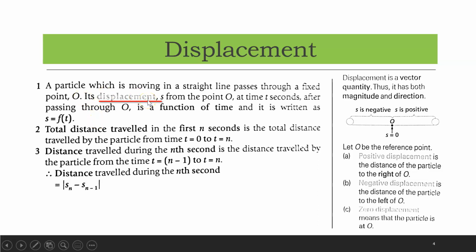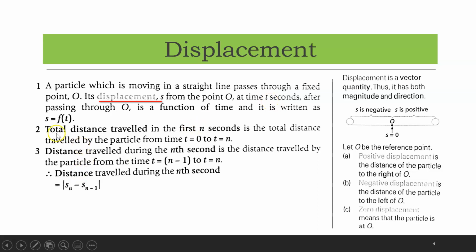So its displacement, sasaran dia, diwakili oleh huruf kecil s, from the point O at t seconds after passing through O, is a function of time and is written as s equal to function of t. So apa yang dimaksudkan di sini adalah sasaran tu kita boleh tulis sebagai satu function t. Okay, so small letter s ni adalah sasaran. Dia kita ungkapkan dalam sebutan fungsi t. Kenapa fungsi t? Sebab sasaran tu berlaku dalam t second, beberapa second lah, where t ni kita tidak tahu lagi what is the value.